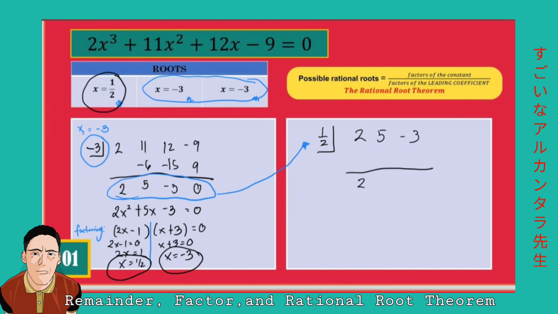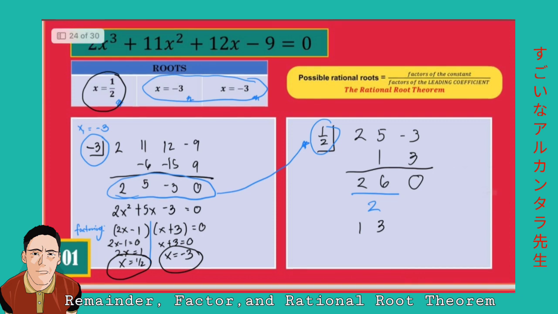2 times 1 half is 1. This will be 6. Times 1 half is 3. This is 0. So since this is 1 half, we divide this thing by 2. So what we're going to get is 1 and 3, which means x plus 3 equal to 0. And again, we can isolate the variable, so x is equal to negative 3. So again, same answer, different solution. And again, you can also use the quadratic formula and you will have that kind of answer.